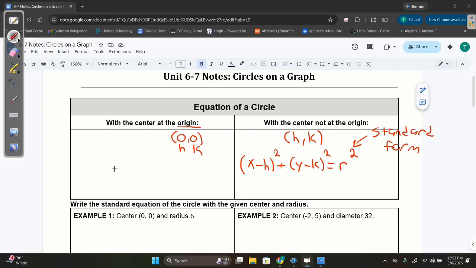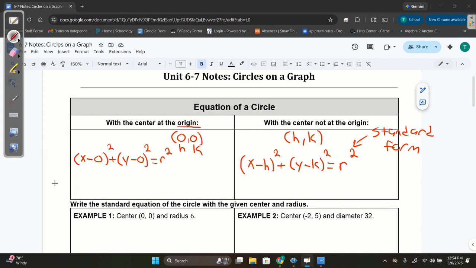Looking at this equation, I'm going to say (x minus the h value, which is 0) squared plus (y minus the k value, which is 0) squared equals the radius squared. I just brought over everything from over here to over here. Now, these zeros are important. These lead us to what the equation should look like.